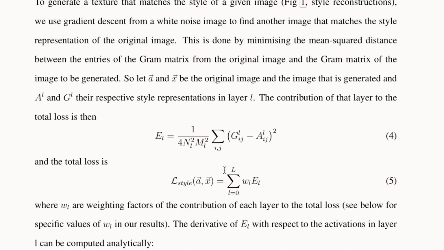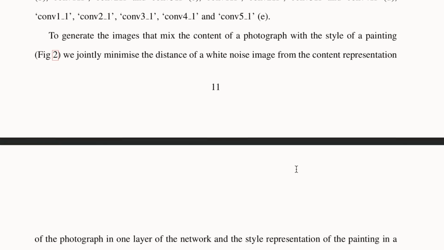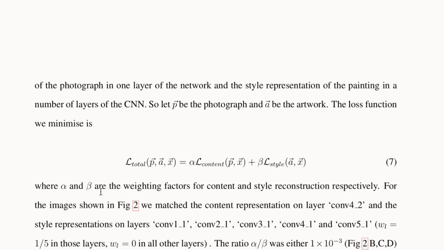And so all that we do is take a white noise image and modify it over time using a process called gradient descent to minimize its content difference with our photo and its style difference with our painting. And from there, it's really just a matter of tweaking parameters until we find something that we personally think is aesthetically pleasing.